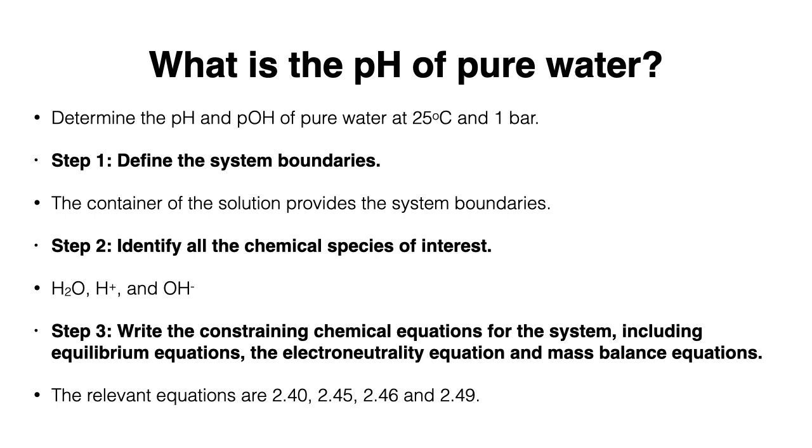All the species in the pure H2O would be the water molecule itself, H2O, but that's in equilibrium with some H plus in solution and some OH minus in solution. Then we can write the chemical equations for the system. We write the relevant equilibrium equations, the electroneutrality equation, and any equations that can help balance the mass of all materials in the solution. In your textbook, these are equations 240, 245, 246, and 249.